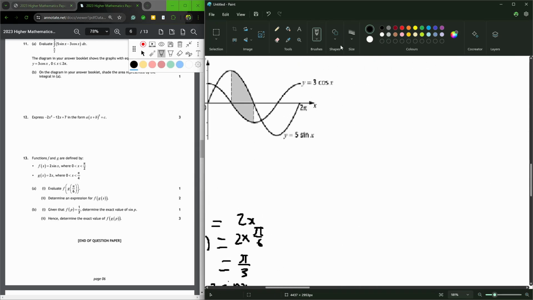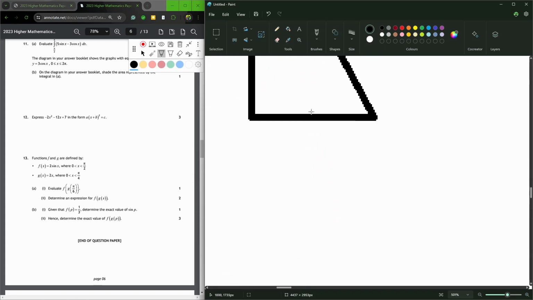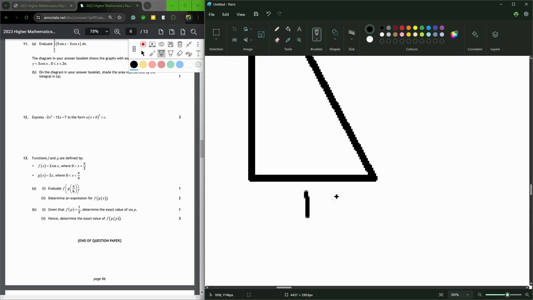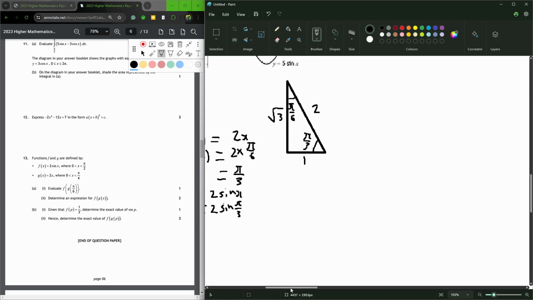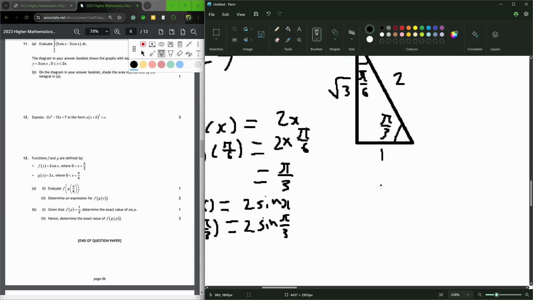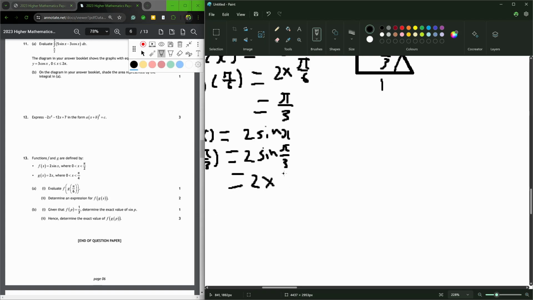So I'm going to have to quickly draw that out. Looks like that, and then we just fill in what the numbers are. So this side is 1, this side is 2, then this side is root 3. So with pi over 3, sine of it would be, remember, sine is opposite over hypotenuse, so it would be root 3 over 2. So we say root 3 over 2, so it would be root 3.